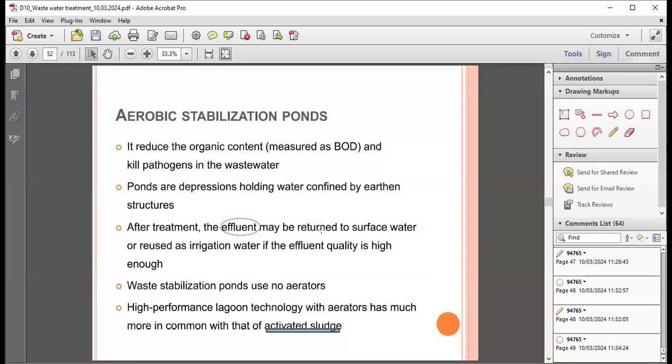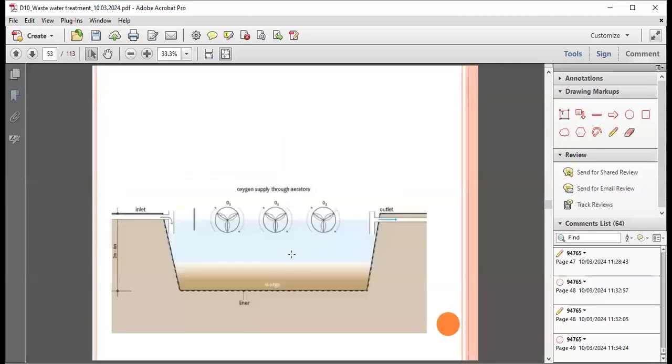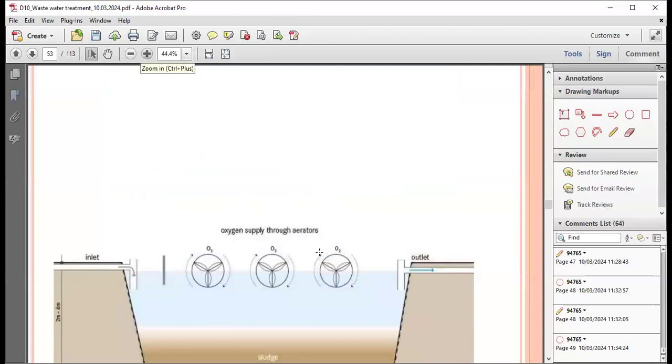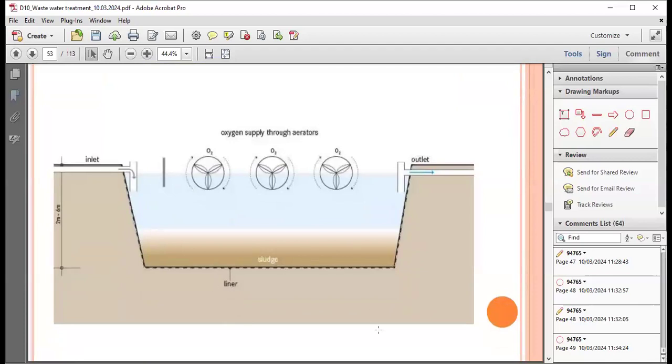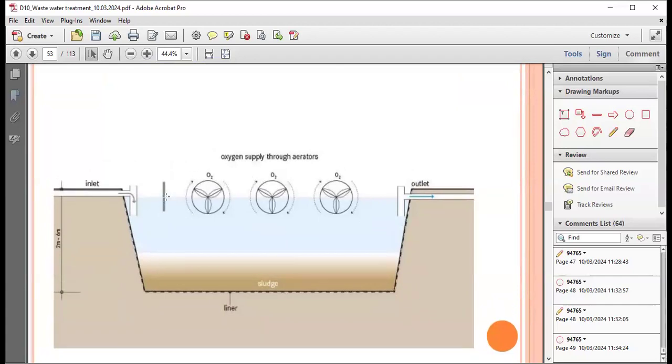The activated sludge, right? The oxygen supply through the aeration. So you can understand, right? Oxygen supply through aerators, sludge, this one, and the linear. So inlet, outlet. This outlet is called effluent, right? You understand, right? Effluent, right?